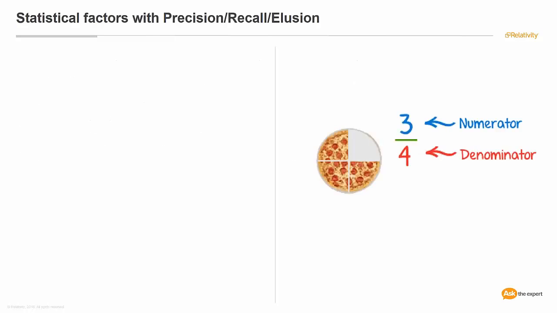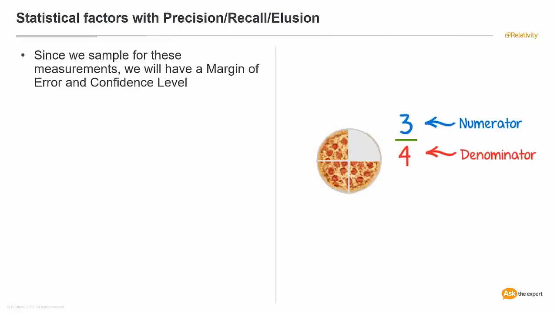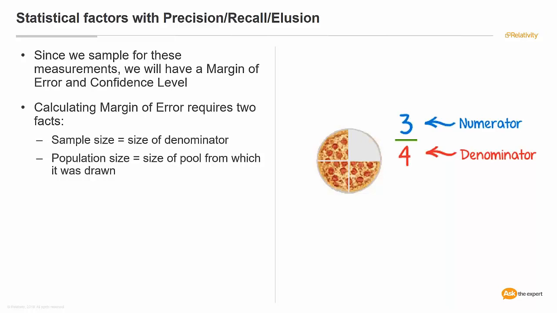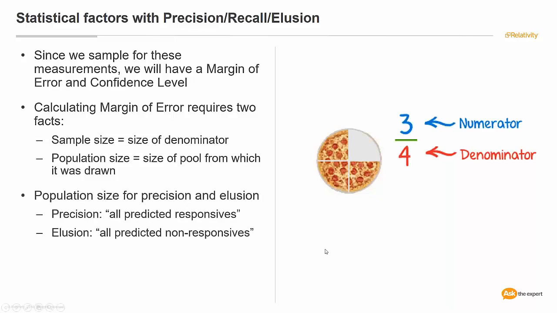Let's talk a little bit about margin of error and confidence as it relates to these statistics. When you do these statistics, you typically do them on a sample, and therefore you should communicate your margin of error and confidence level for the measurements. To calculate those, you need to know your sample size and you need to know your population size. But in this case, it's not just everything. The population is the pool from which it was drawn. So in the case of precision, that pool is all predicted responsives. In the case of elusion, that pool is all predicted non-responsives.